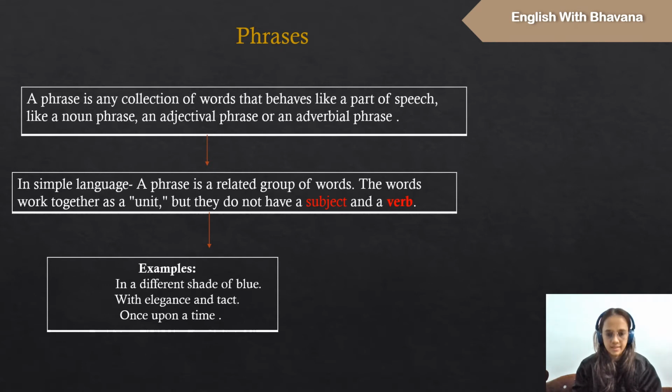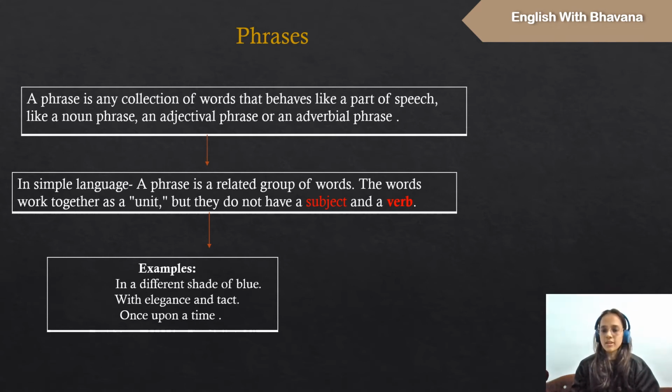So what are phrases? A phrase is any collection of words that behaves like a part of speech, like a noun phrase, an adjectival phrase, or an adverbial phrase. Okay? In simple language, if someone is asking you what is a phrase, you can say a phrase is a related group of words. The words work together as a unit, but they do not have a subject and verb.